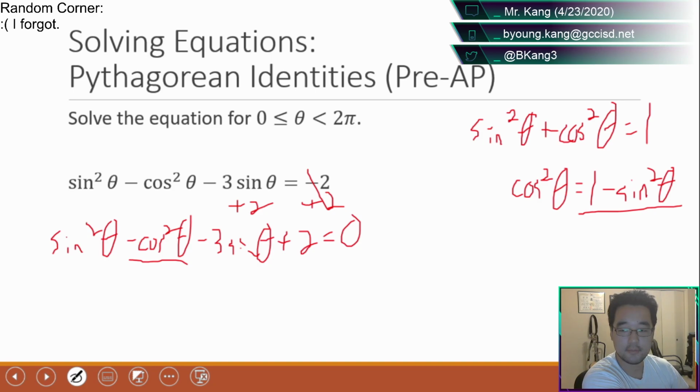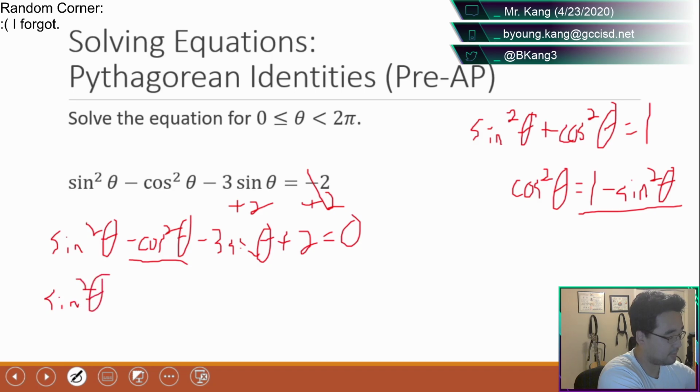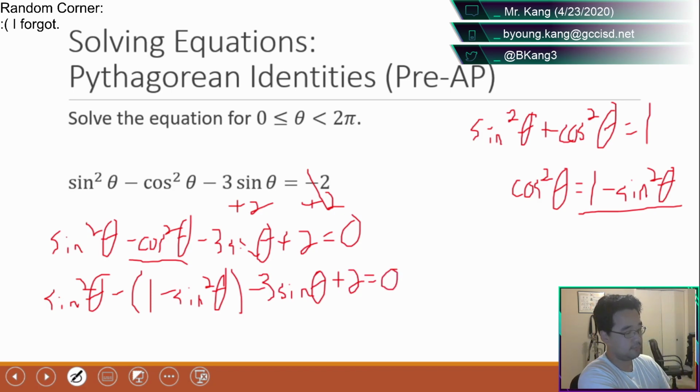Got it? So I can substitute in and change this problem entirely into a sine problem. So I just have to distribute the negative and combine a couple of like terms, and this will now become a problem exactly like before.